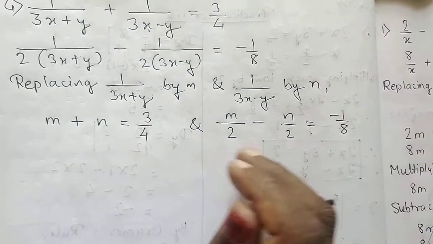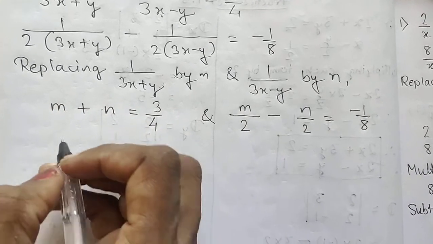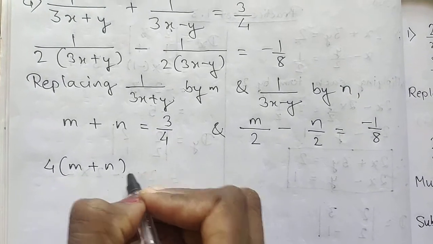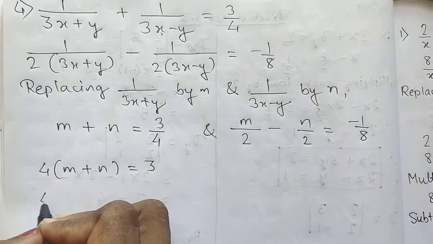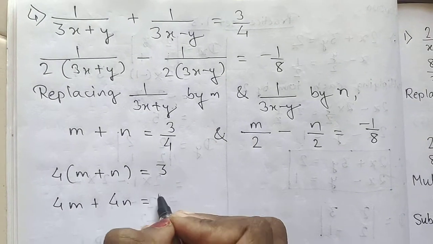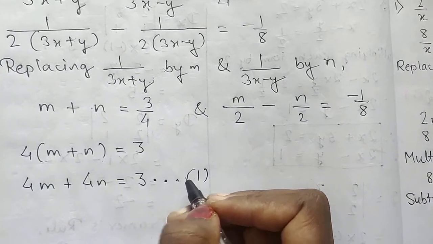Okay, so let me simplify this for you. In this case what you are going to do is cross multiply. So this becomes 4 into m plus n is equal to 3. So this is 4m plus 4n is equal to 3. Let us call it equation number 1.